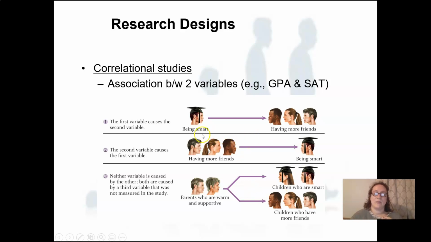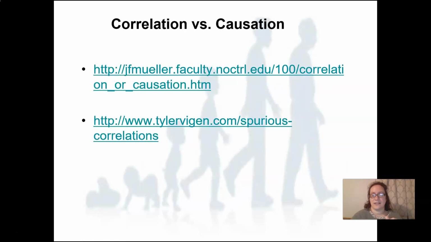So in this example, we have being smart could cause you to have more friends. Having more friends could cause you to be smart. Or really, it could be this third variable that explains the whole relation, like parents who are warm and supportive have children who are smart and children who have more friends. And so, we don't know for sure what the causal factor is in a correlational study.